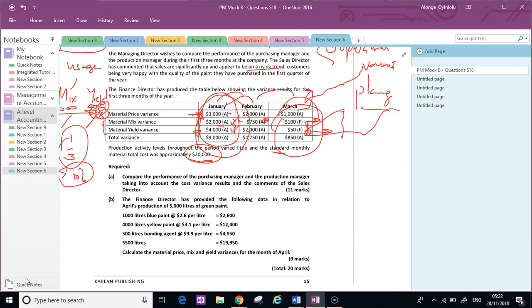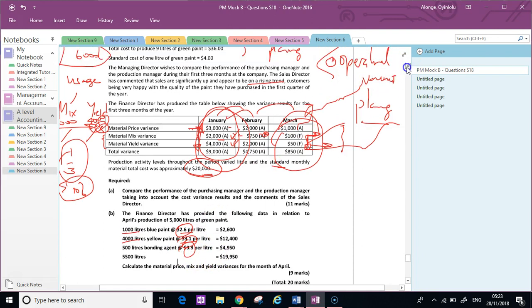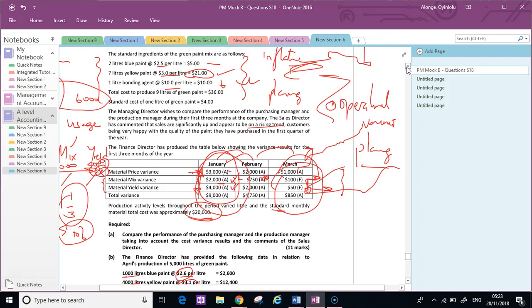So the price variance literally will never change. It literally is how much this guy goes out and buys 1,000 liters for £2.60 per liter. The question is, how much should he have paid for each liter? That's always the case. He goes out, he buys 4,000 liters for three. Remember, this is the purchasing manager we're judging, so we're just judging them on price, literally. And that's the scenario. So if you look at what the standards are, we expected him to buy each liter for the blue paint at 2.5, 3, and 10, and we can literally compare that to what he's done. So let's just do that.